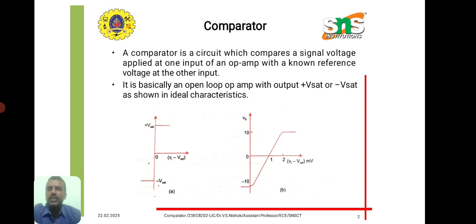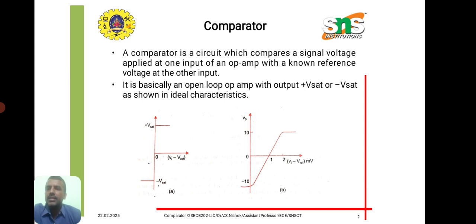two input signals. So here the outputs are shown in ideal characteristics in figure A and practical characteristics in figure B. If you see, the outputs are represented as plus Vsat and minus Vsat in figure A. Whatever output is at the positive peak value, we represent in the comparator as plus Vsat, and whatever output is at the negative peak, we represent as minus Vsat.